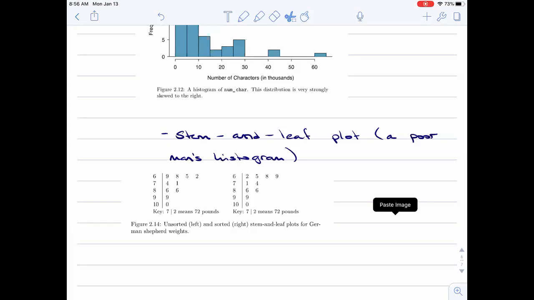I don't really care about stem and leaf plots. If you have to do one, I'll warn you, but until then, don't worry about it. Just be able to recognize it.